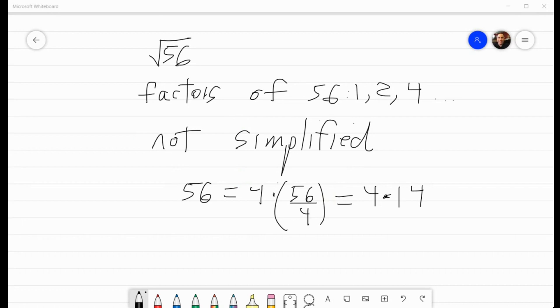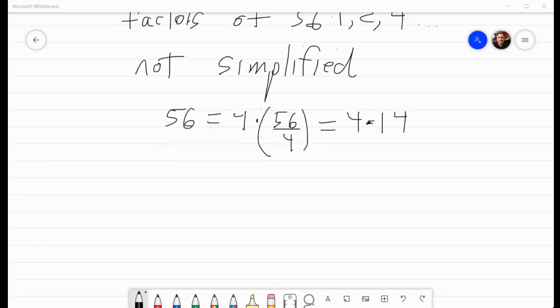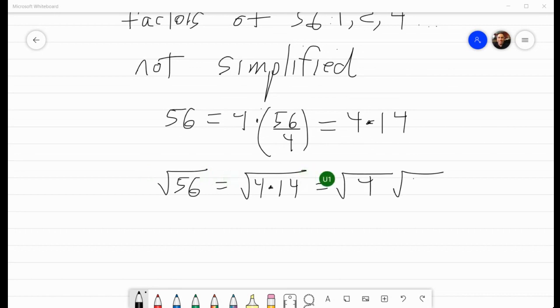So using that process for factoring, let me bring the screen up a bit. There we go, so everyone can see. So using that, we get the square root of 56 is the square root of 4 times 14, which of course is the square root of 4 times the square root of 14. And the square root of 4 we have seen, right? That's equal to 2. So we have 2 times the square root of 14.